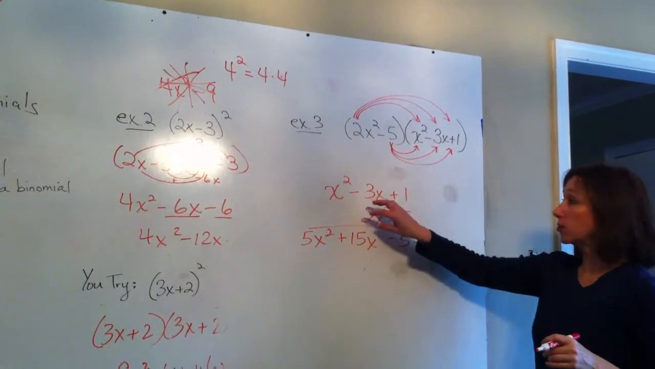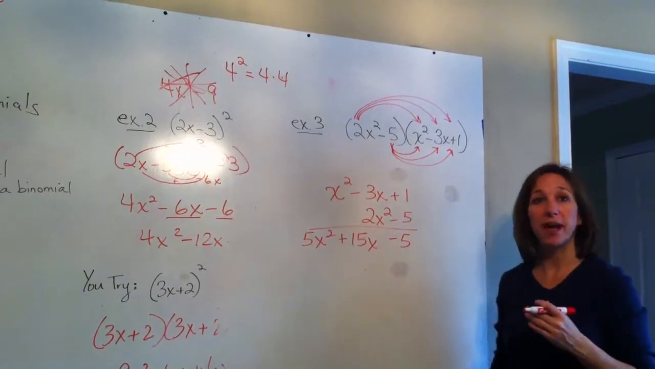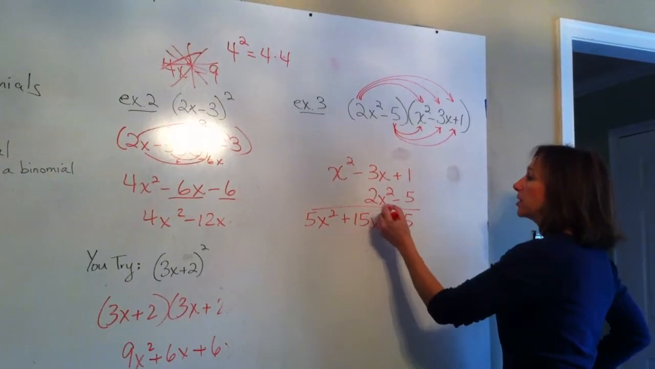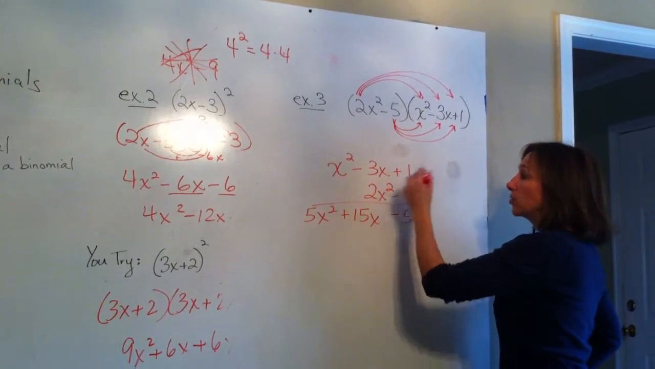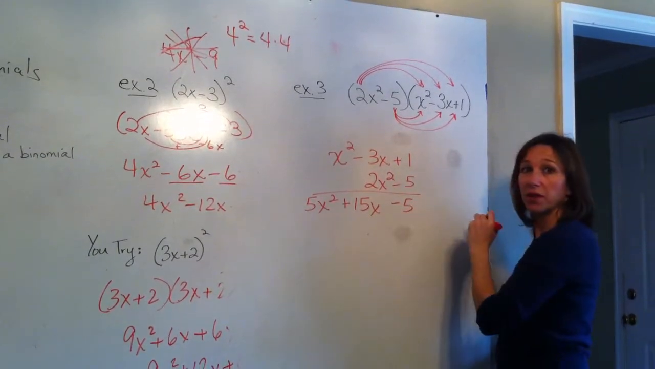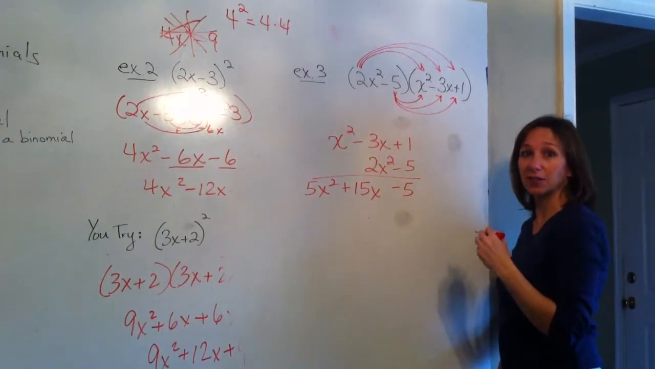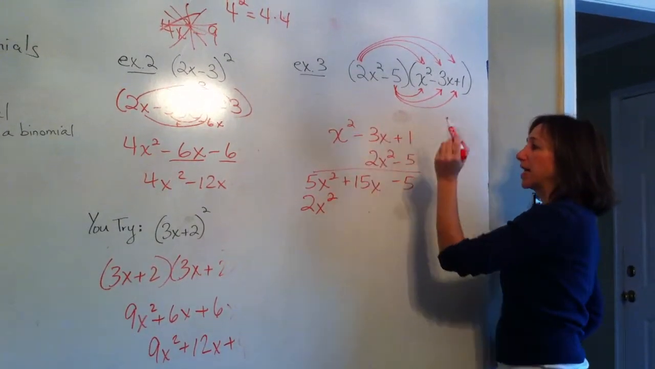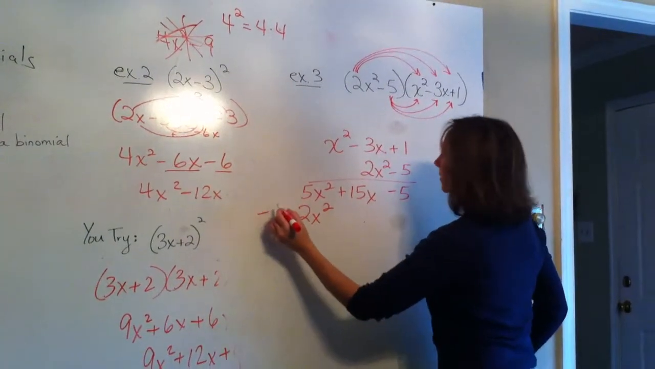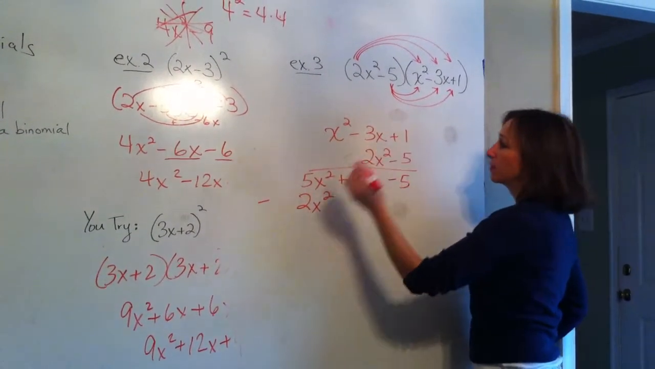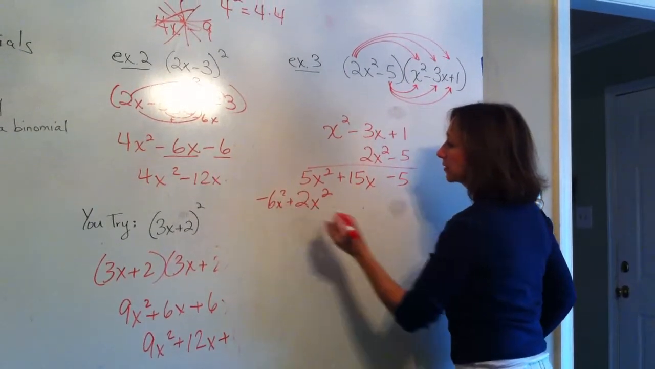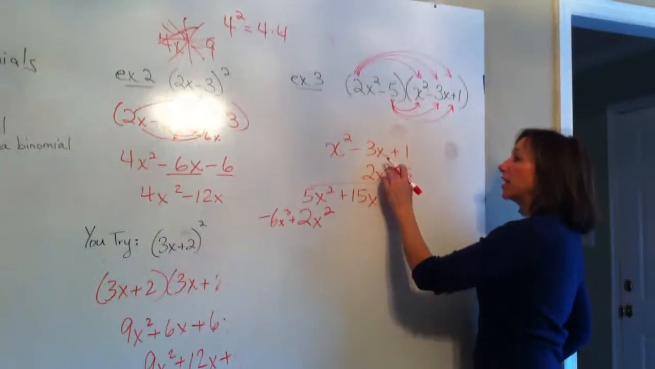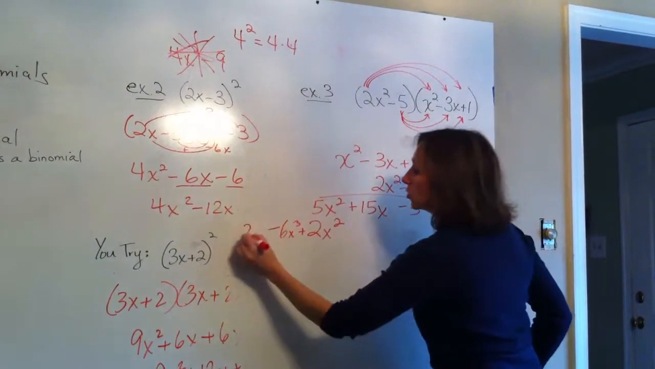Then we take the 2x squared times all three of these, and we're going to line them up where they match. And that way you don't have to worry about figuring out which ones are like terms. So we get 2x squared times 1 is 2x squared. And where would I put that? I would put it under the 5x squared because they're like terms. So you get 2x squared. 2x squared times minus 3x would be minus 6x cubed. Whoops, x cubed. And then we'd have 2x squared times x squared would be 2x to the 4th.